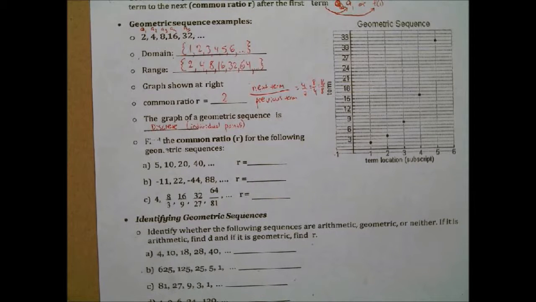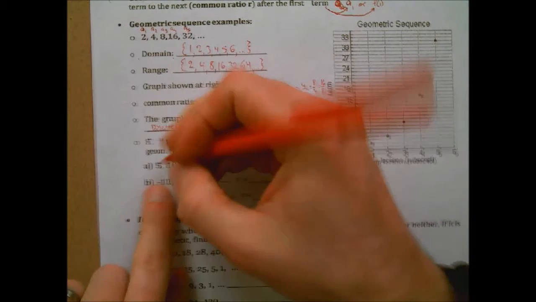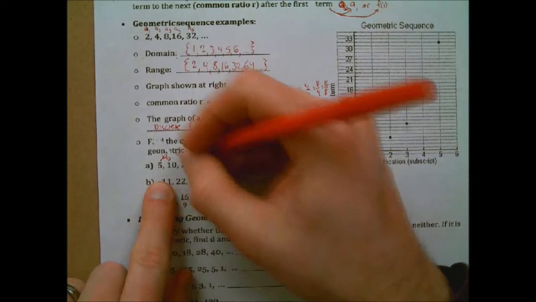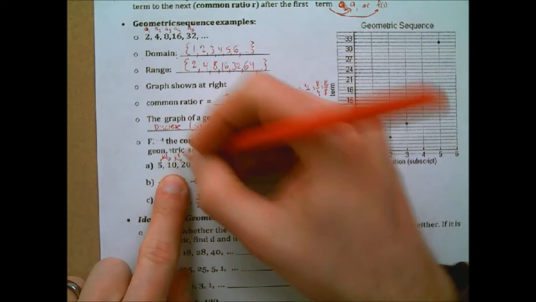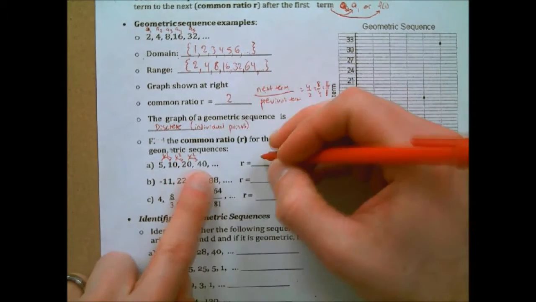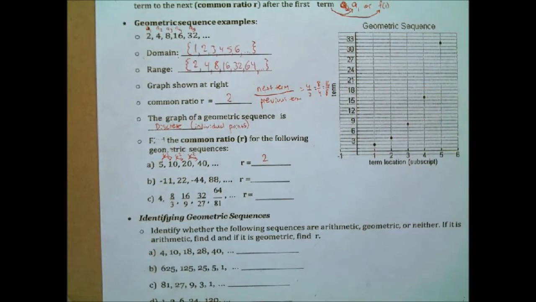All right, so Sky, how about letter A there? Can you tell us what's the pattern here? What are we multiplying by every time? 2, that's right. 5 times 2 gives us 10, times 2 gives us 20, times 2 gives us 40, so the common ratio is a positive 2 there.